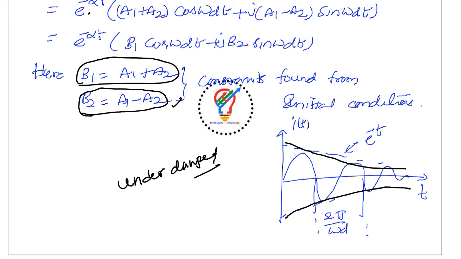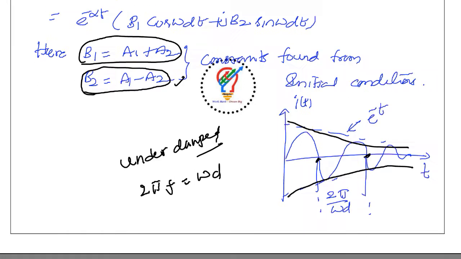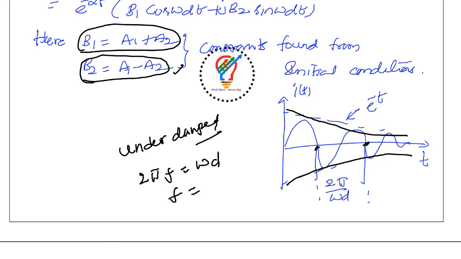Like this, it is going to be decay here. As we have seen in control systems also, the same thing happens. So what is here? 2 pi f is nothing but the underdamped frequency of oscillation. It starts from here, so frequency here. Okay, so what is f? f is nothing but omega d by 2 pi.